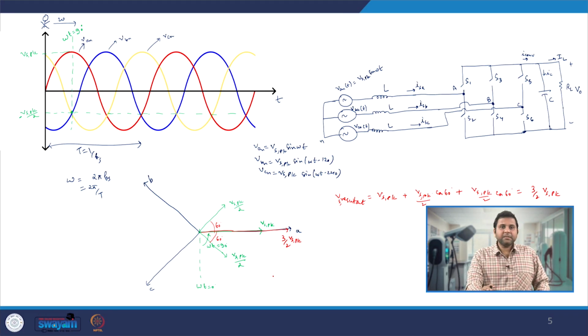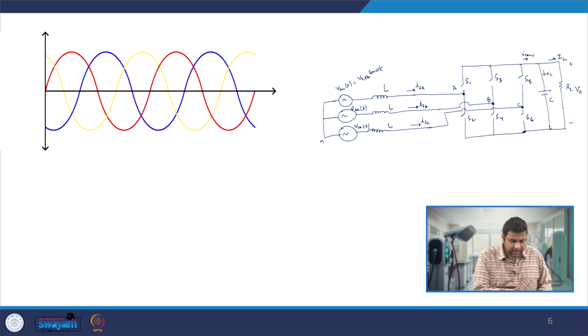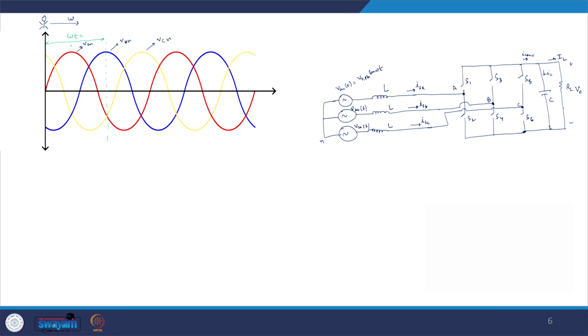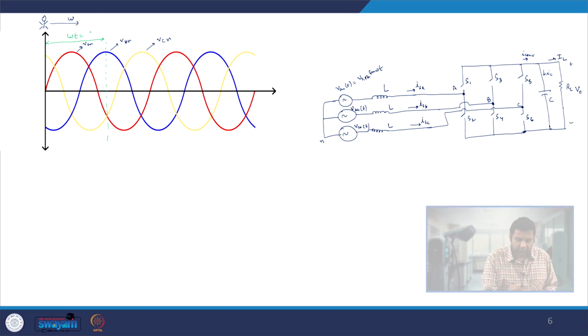Now let us see what will happen if we move further ahead, if that reference frame is moved further ahead. So let us draw the reference frame, which is U, and you are again running here with the same speed with which the voltage is varying. This is your VAN, this is your VBN, this is your VCN, and let us say you have reached this point. This is nothing but your omega t equal to 90 plus 120, which is nothing but 210 degrees.